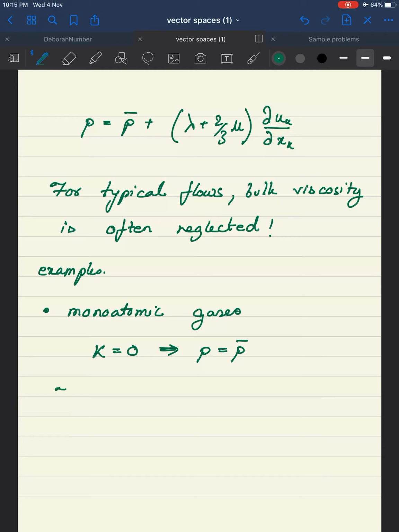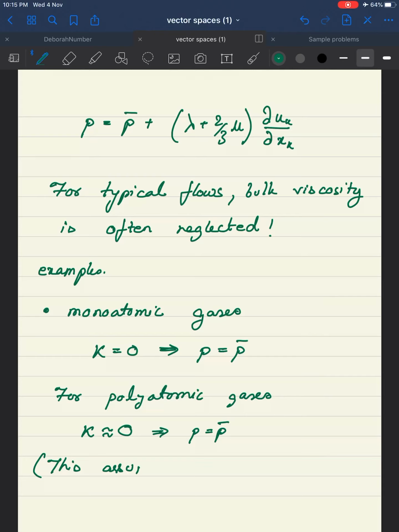But for polyatomic gases, it need not be 0. But it is often taken as 0. It's usually very small, so K is usually taken as equal to 0, which again gives us the same thing, which means that the pressure is equal to the thermodynamic pressure. And this assumption that the bulk viscosity is 0 is also known as the Stokes relation.